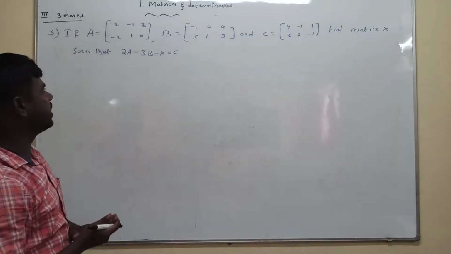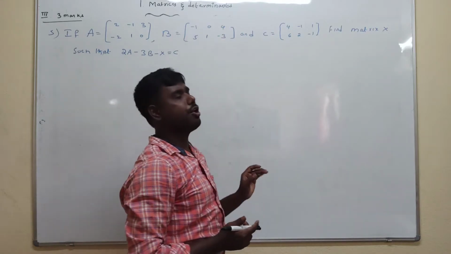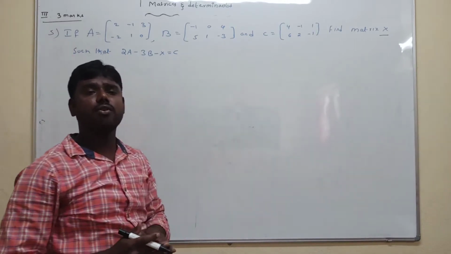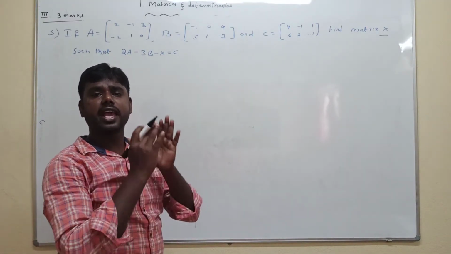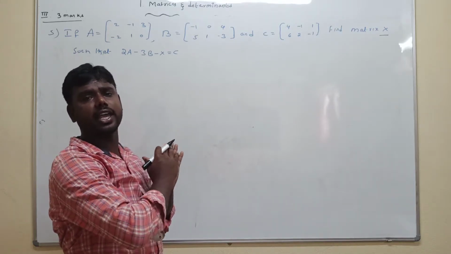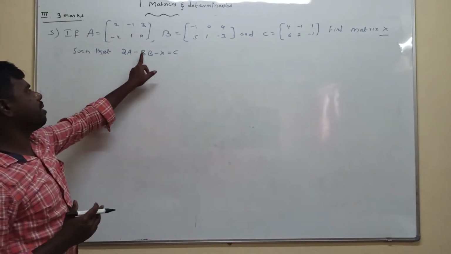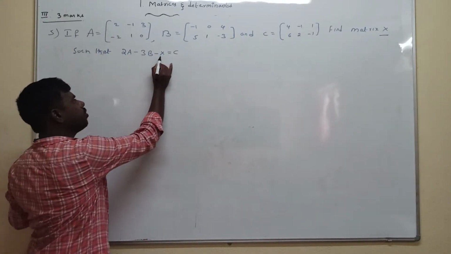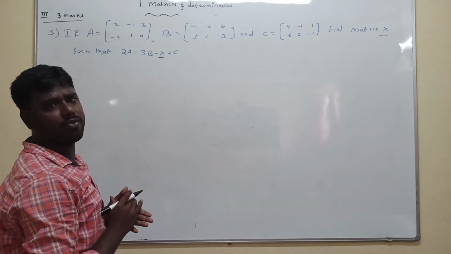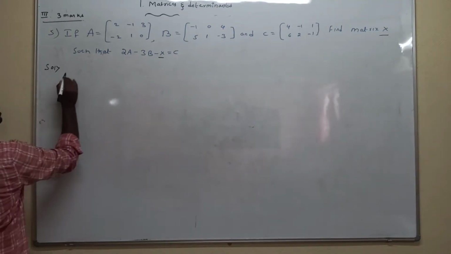Observe, dear students, in this question we are given A matrix, B matrix and C matrix. Finally, we need to calculate only the X matrix. Whenever we find the X matrix, we take the X variable to one side and the remaining A, B and C matrices to the other side. Here the condition given is 2A minus 3B minus X is equal to C. To find only the X matrix, we take the remaining values to one side. So first we take the given condition.